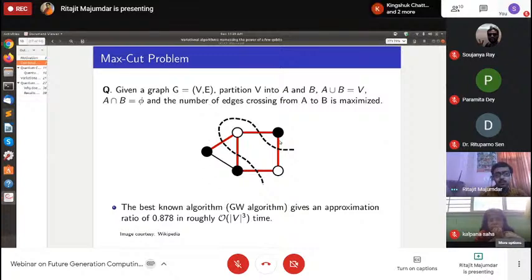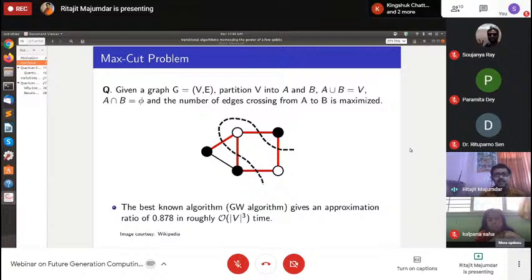So this is a graph, and here we say that suppose this black is partition A and white is partition B. The way we have done it here, only this edge is not included in the cut. Otherwise, all these edges are included in the cut. So you need to find such an assignment such that the size of the cut is maximized. This is the MAXCUT problem, and it is a really tough problem, and it has many applications.